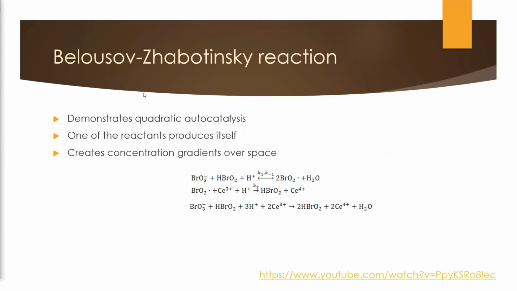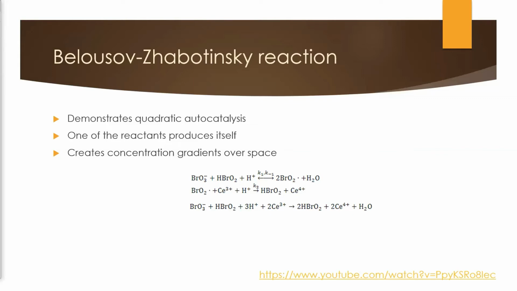So the net reaction here involves 1 molecule of HBrO2 making 2 molecules of HBrO2. Since in this first reaction, 1 molecule makes 2 of these radicals, so we'll get 2 of the second step for every 1 of the first step. So we actually have 1 molecule making more of itself. This is the hallmark of quadratic autocatalysis.